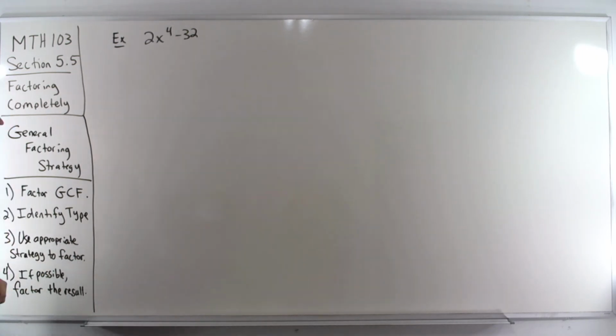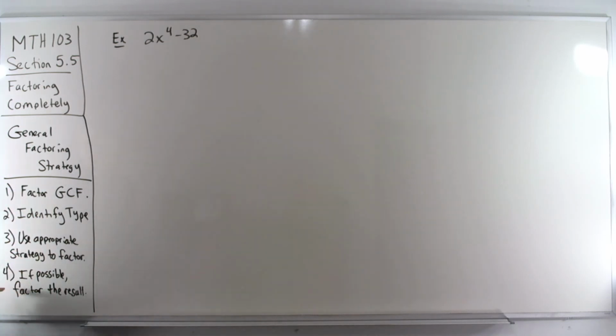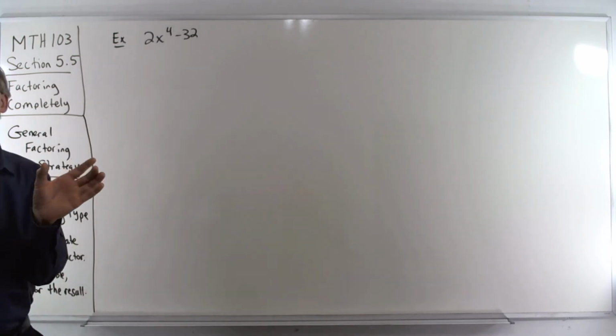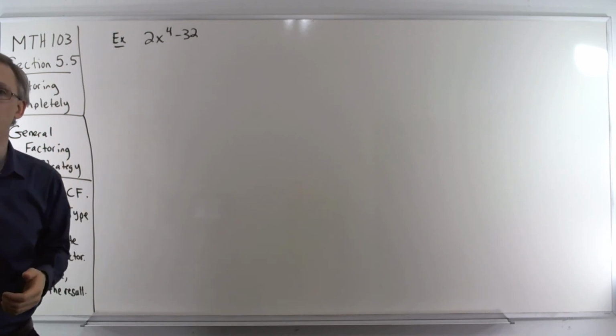Number 2, before we can apply a strategy, we're going to need to know what type of polynomial we're dealing with. So let's identify the type. I'm not going to test you on the names or anything like that, but you're going to need to know which type it is so you can know which strategy to pick. And that leads us to number 3, use the appropriate strategy for that type of polynomial. And so we're going to factor it with that strategy. And then finally, number 4, we're going to be examining the factors that we get out after we're done and see if any of those factors can themselves be factored.